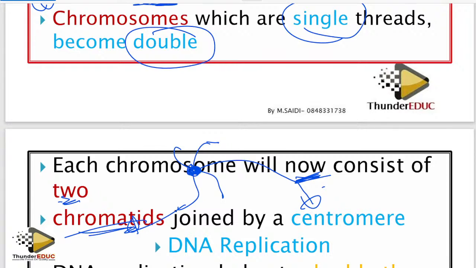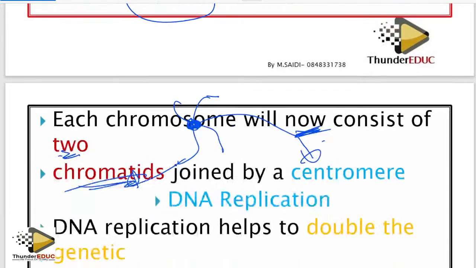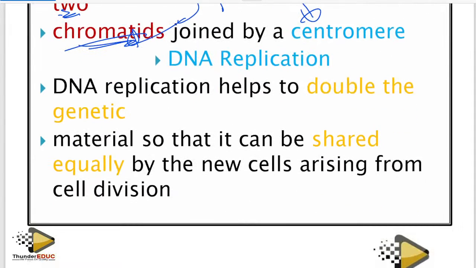So basically, that is what you call interphase. So we saw that DNA replication occurs, and the function of DNA replication is to double the chromosome number, or to double the genetic material. Why should genetic material be doubled? So that it can be shared equally during cell division. Yes, it should be shared equally during cell division.